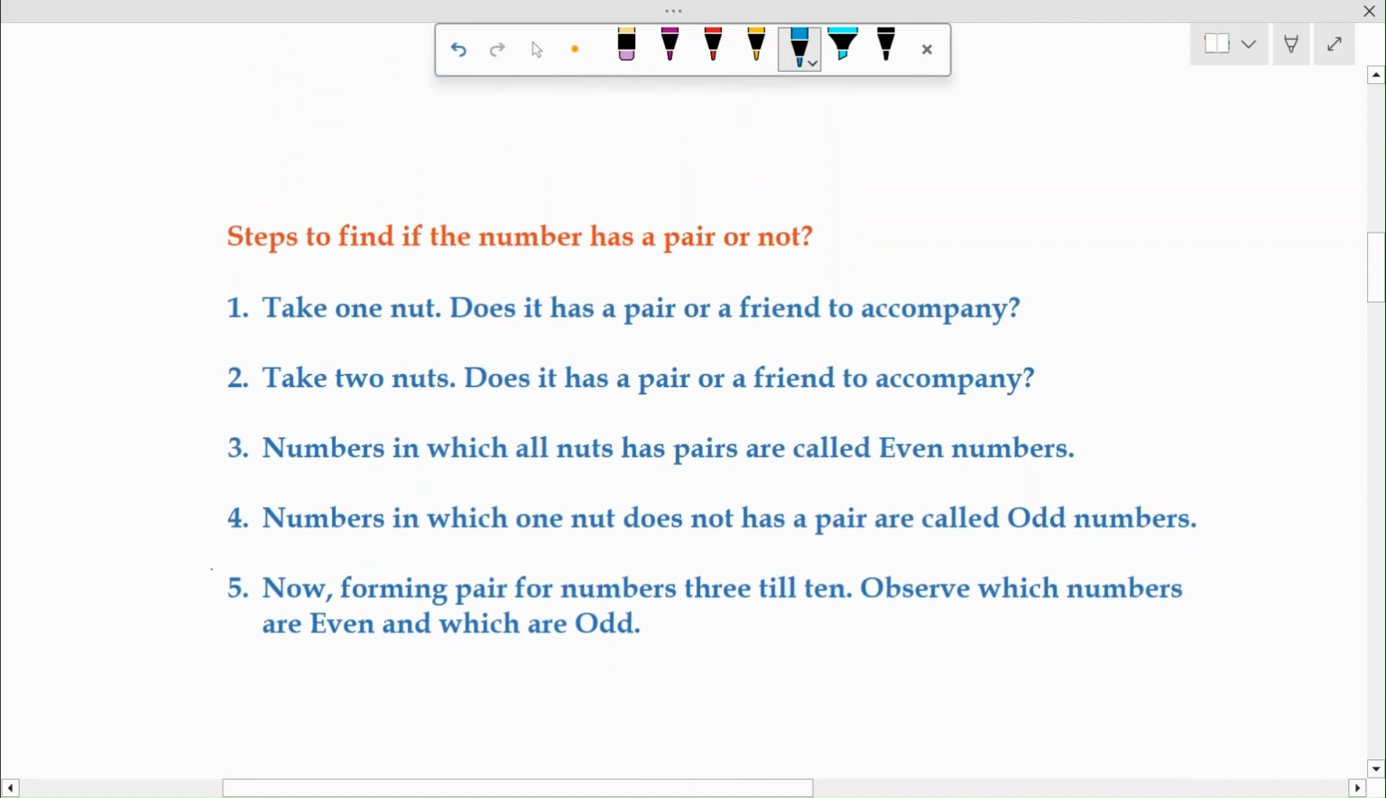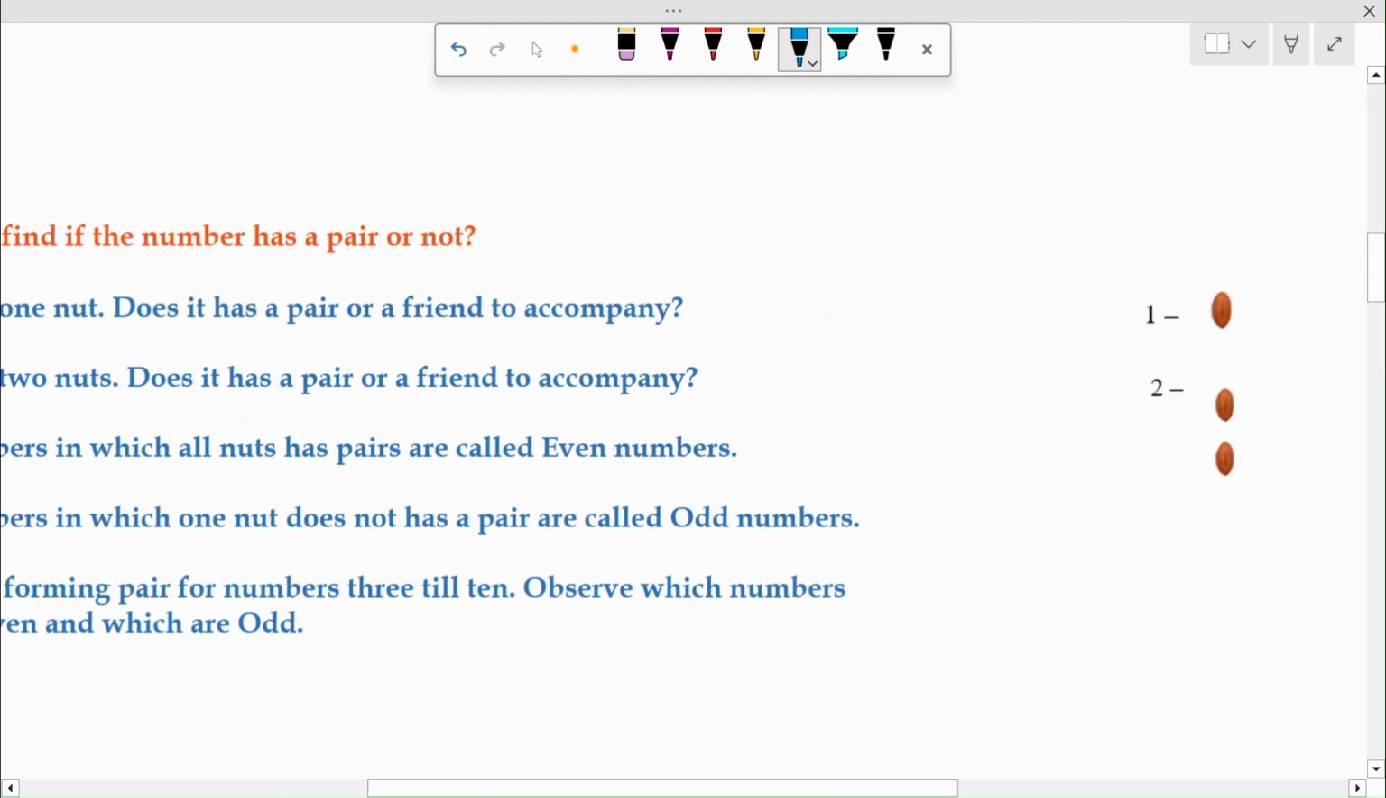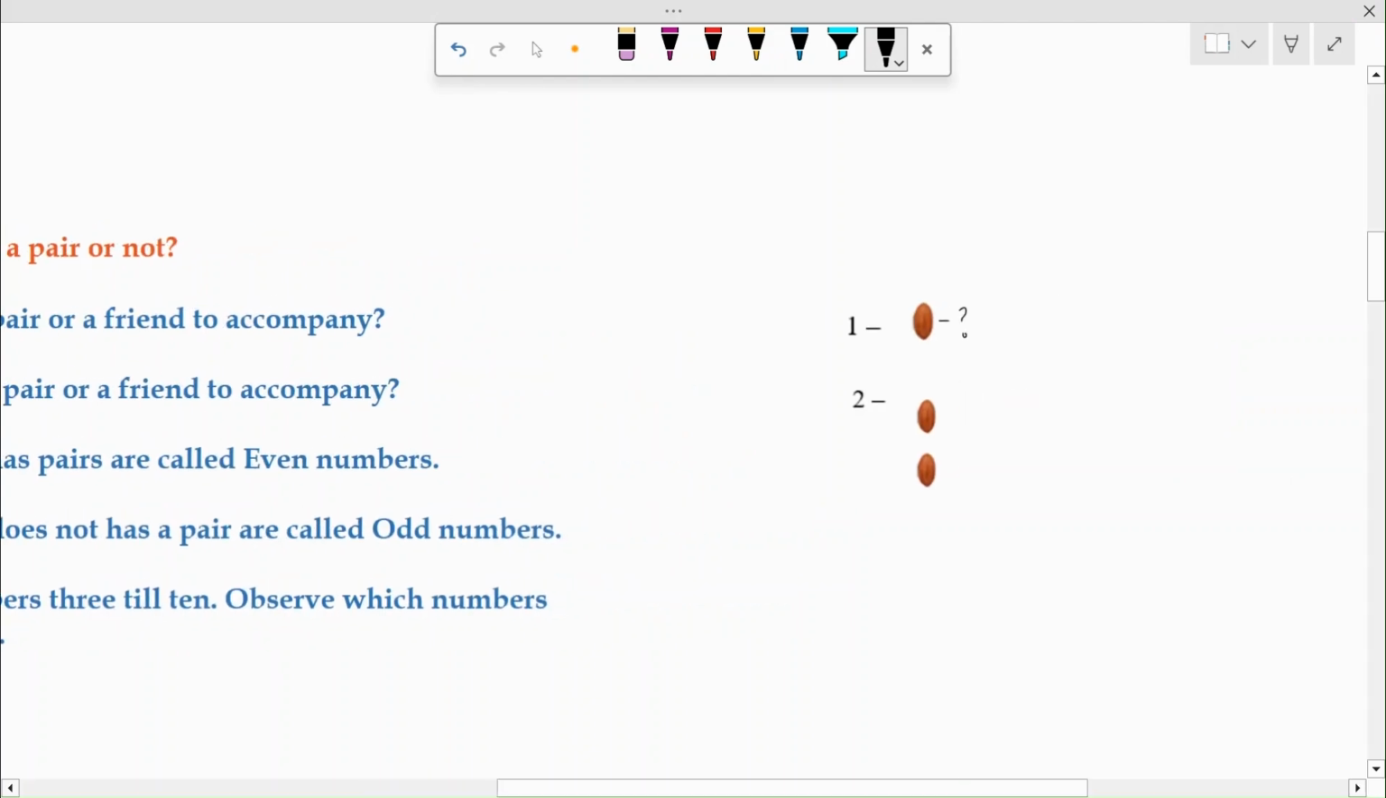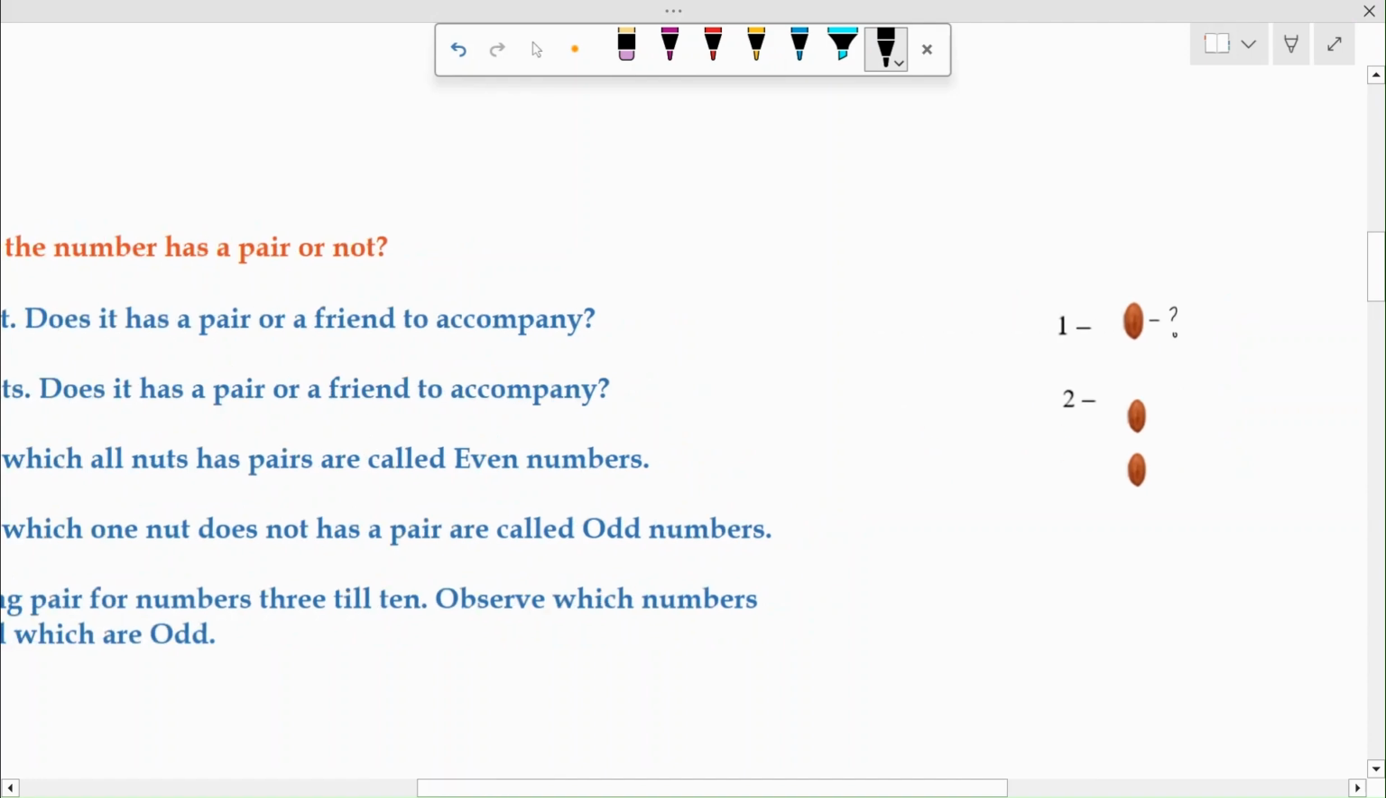So, our idea is to find if the numbers can form pairs or not. Let's take one nut first. In this one nut, can you form a pair? A pair is nothing but having a friend to accompany. Is it having a friend to accompany? This nut is not having a friend to accompany.